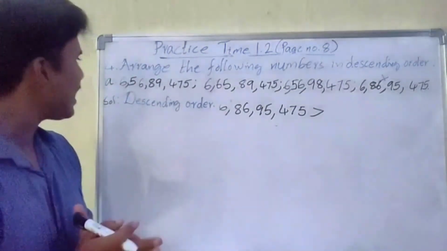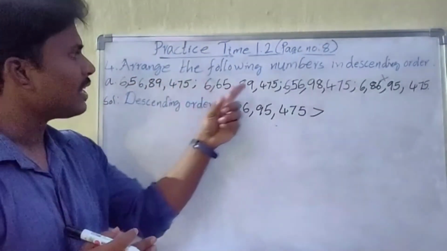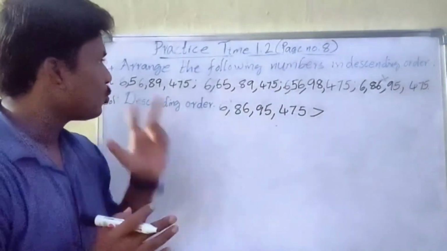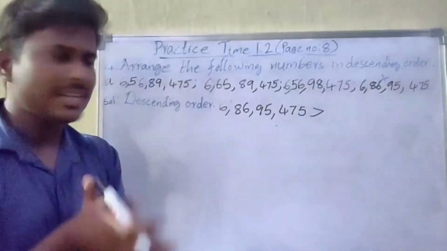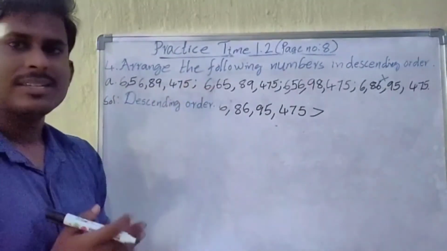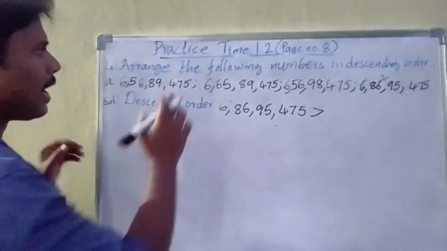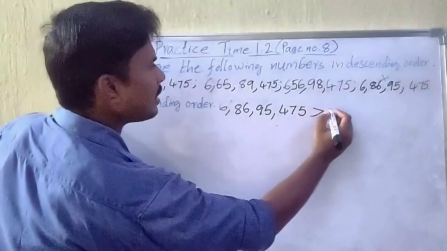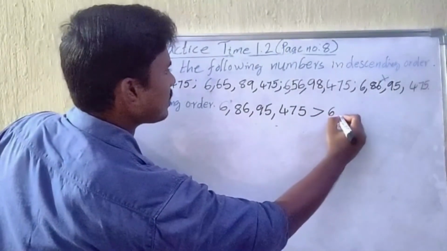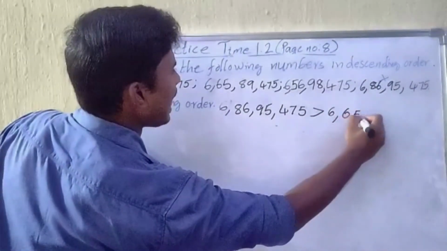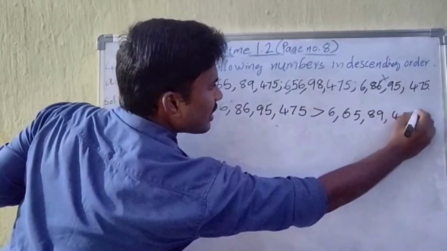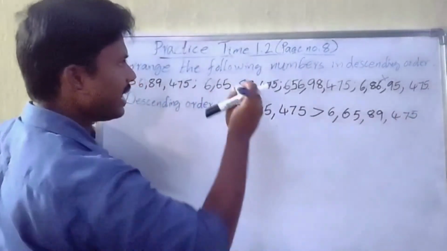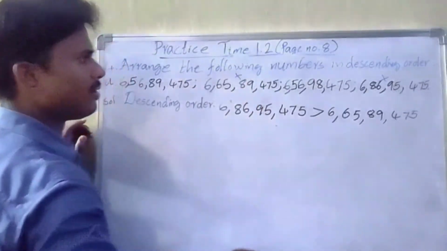So in that same 10 lakhs place, we have 5 here, 6 here, 5 here. So two 5s and one 6. Which number will be greater basing on the 10 lakhs place? 6 is greater. So this second number is next, 6 crore 65 lakh 89,475 is greater than. As this is completed, I am striking off.